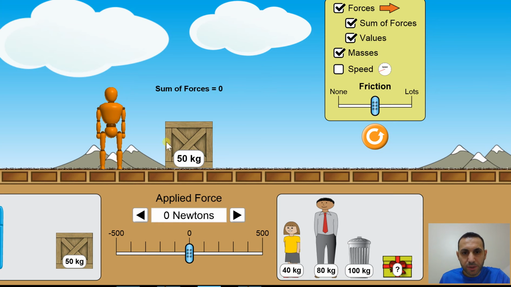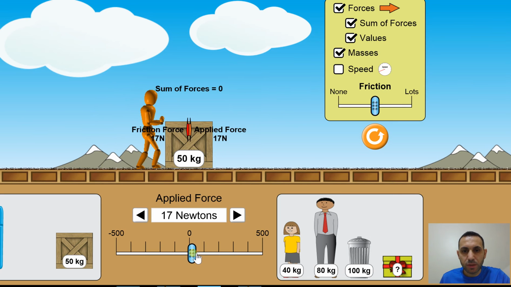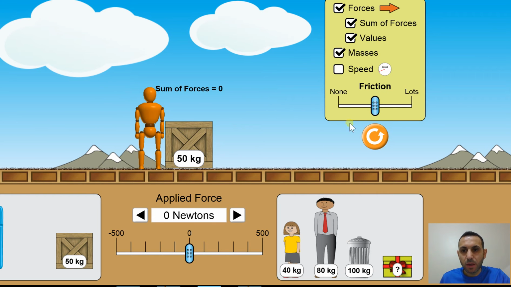We have a person here trying to push this wooden crate, and here we can control the magnitude of the force that he is applying. And here this one controls the friction, how rough or how smooth the surface is. Here it's set on the middle. In the middle means that there is friction, and it's a medium value between none and lots.